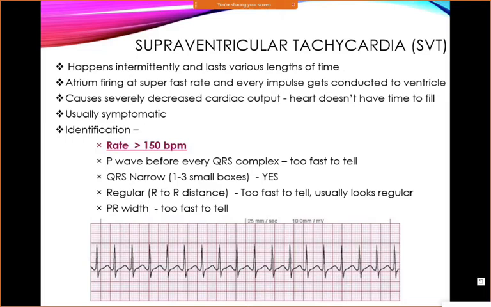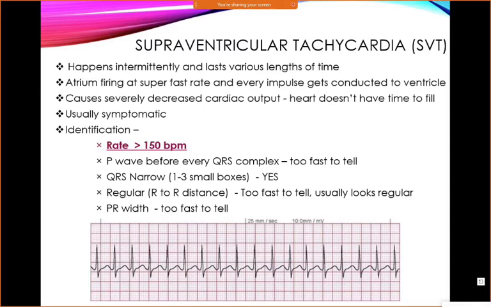Supraventricular tachycardia. This is any heart rate greater than 150. We don't know what's underneath. This heart rate is so fast. This could be sinus tachycardia. This could be AFib. This could be a flutter. This could be it's going too fast to see the P waves. We don't know what's underneath it, but we know that our QRS is narrow and normal. So we are calling it supraventricular, meaning above the ventricle.